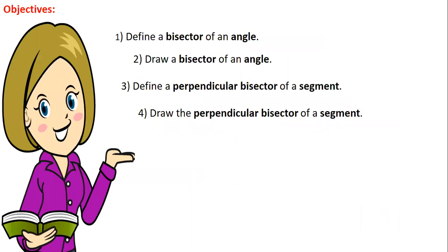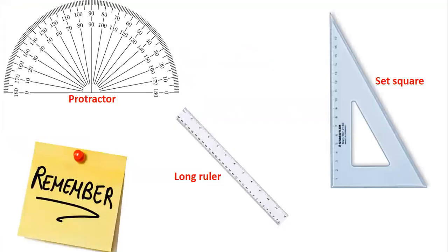Objectives. Objective number 1, we will define a bisector of an angle. The definition is very important because it tells you how to do objective 2, which is to draw a bisector of an angle. So I can draw a bisector from the definition. Objective number 3, we will define a perpendicular bisector of a segment. And objective number 4, we will learn how to draw the perpendicular bisector of a segment.